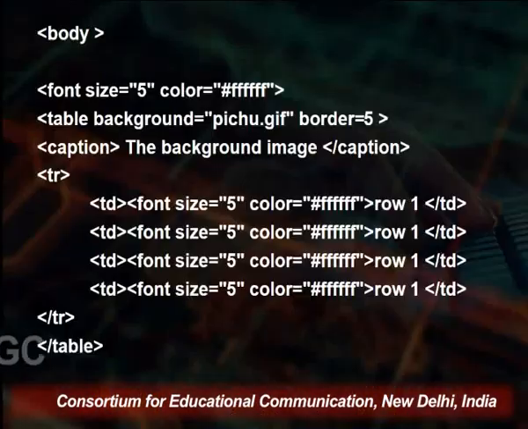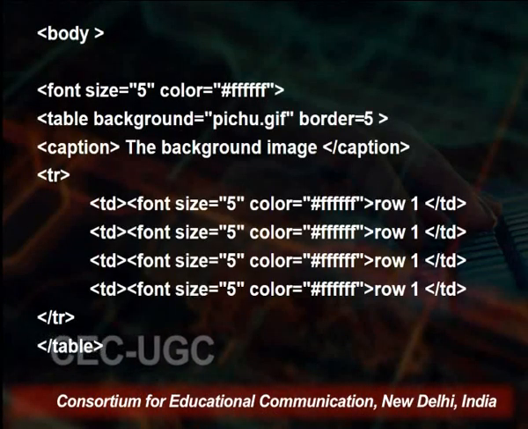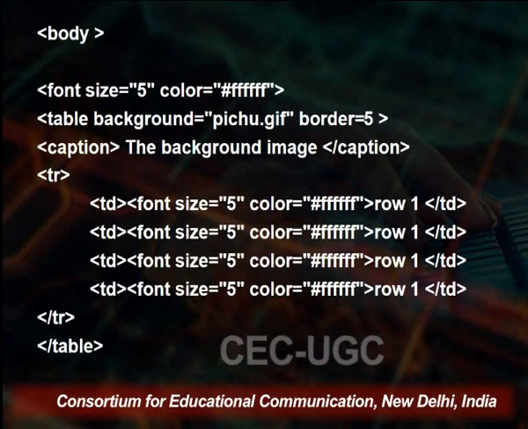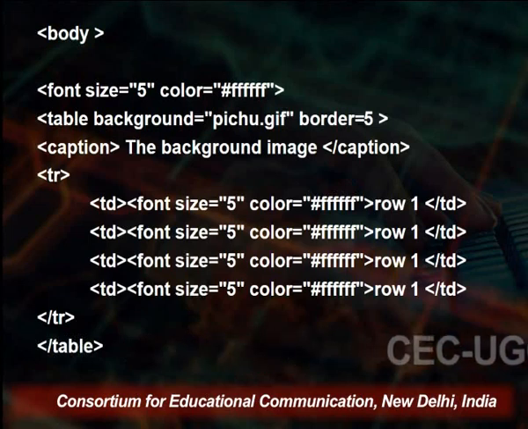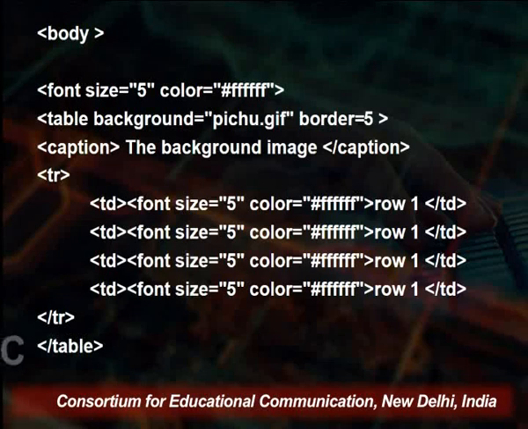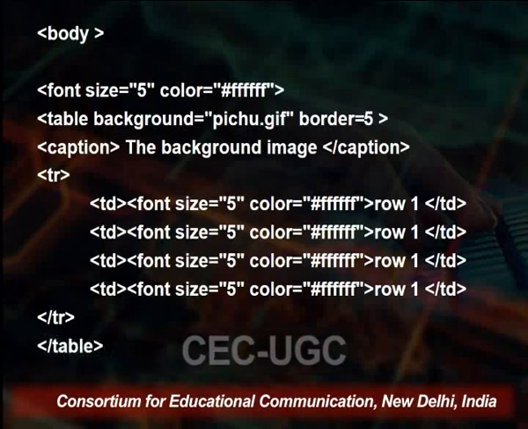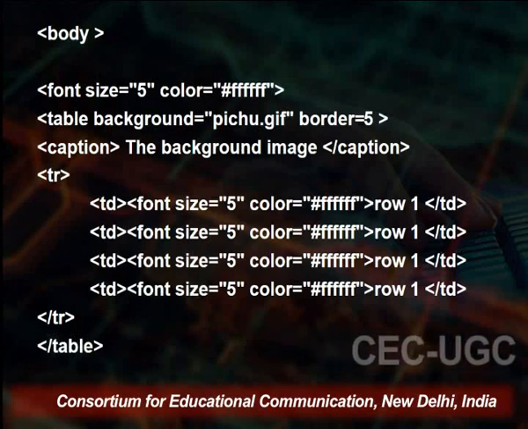So you can either give the name of the image, or if it is in another folder, it is always safer to give the complete URL, that is the absolute path, right. In this example, you also see the usage of the caption tag, that how we are using the caption. So the caption of this table is the background image, and then the TD tag has been used here, and the different fonts have been specified, font colors have been specified, and the row is closing.